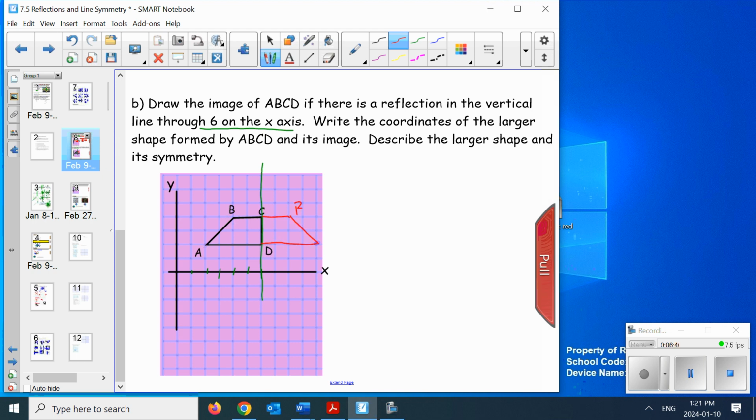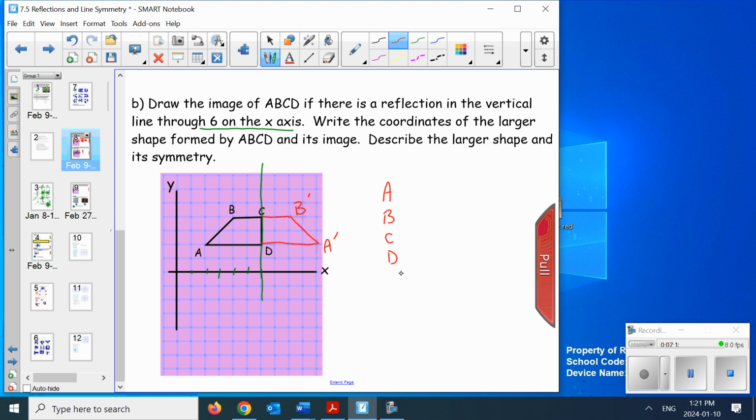And then I'm going to call this B reflection, so B prime. A's reflection, so A prime. And I think we know how to describe the shape and the symmetry: once again, one line of symmetry. We created it. Let's go A, B, C, D. Now all A, B, C, D is the exact same as the other one.